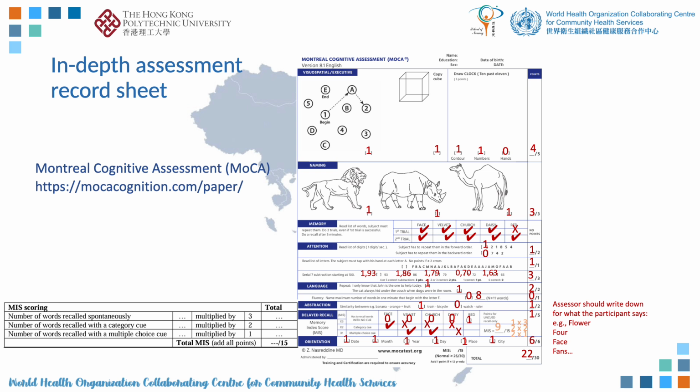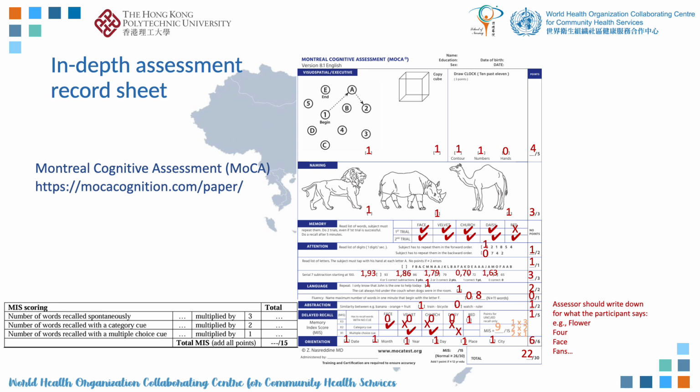The fifth one is language. In this section, for the sentence repetition, give a score if the participant can accurately repeat the sentence. In the verbal fluency task, write down all the words the participant says and mark if they can generate 11 or more words. For the abstraction, which is called similarities, give a score when the participant can correctly explain the similarity between 2 pairs of words.